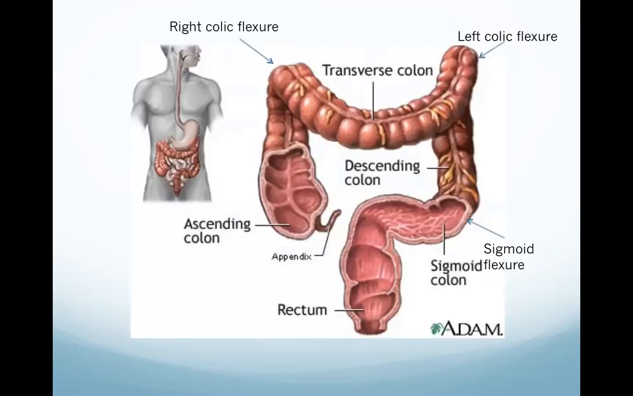Okay, so that's what this is looking at. So just nice ascending, transverse, descending, sigmoid colon with the different flexures. You can either use right colic flexure or hepatic flexure, left colic flexure or splenic flexure. The left colic flexure is always going to be much higher than the right because the liver's on the right side, so we're not going to be able to get quite as high with our colon. So left side's always going to be higher than the right.